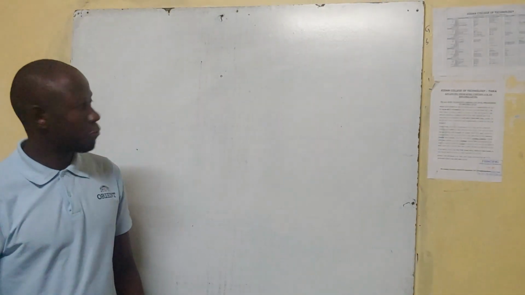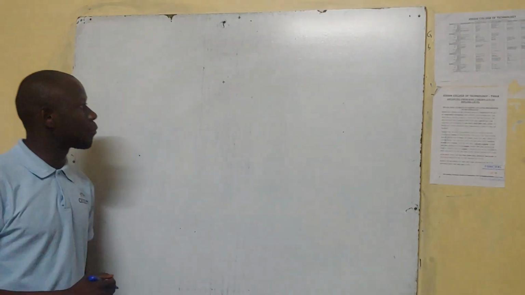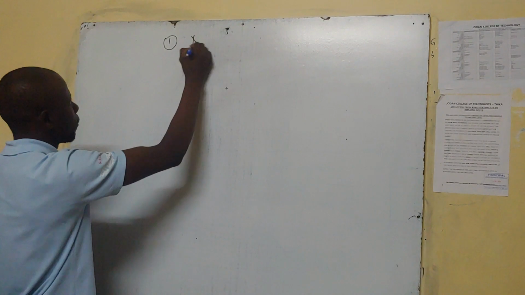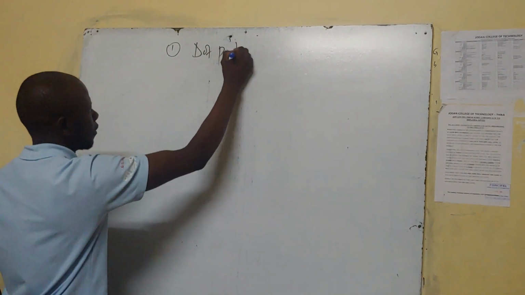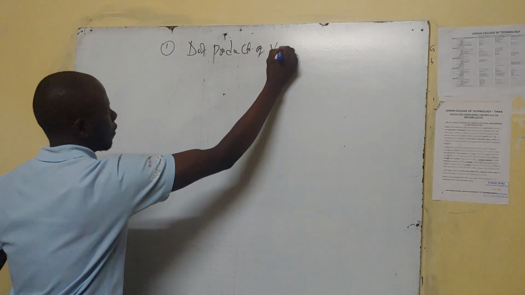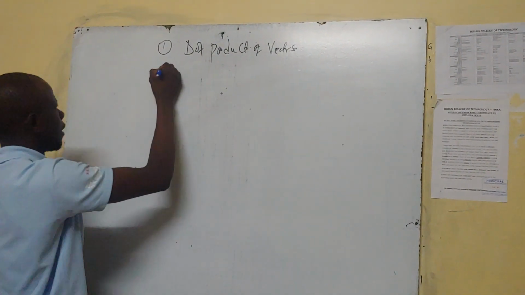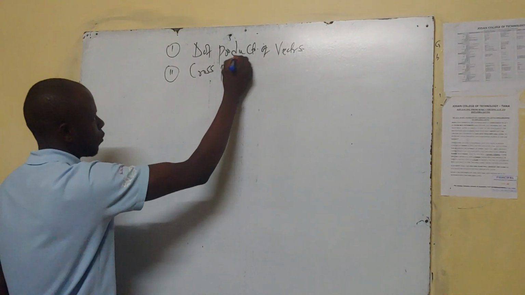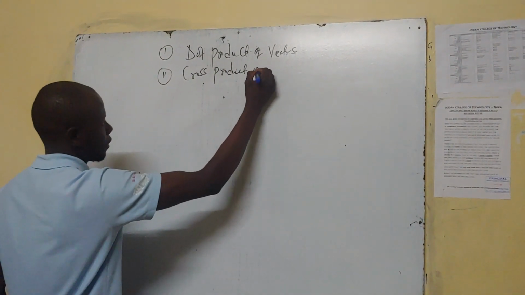In our previous videos, we were looking at vectors and we managed to look at two topics. That is the dot product of vectors, and again we looked at cross product of vectors.